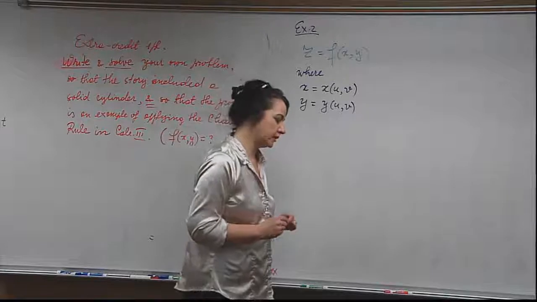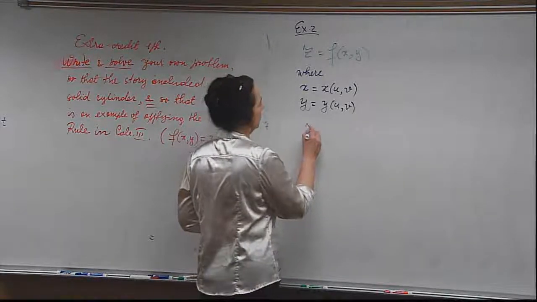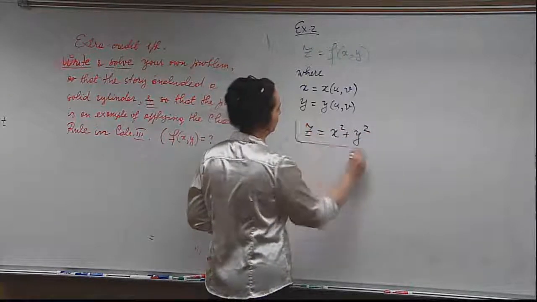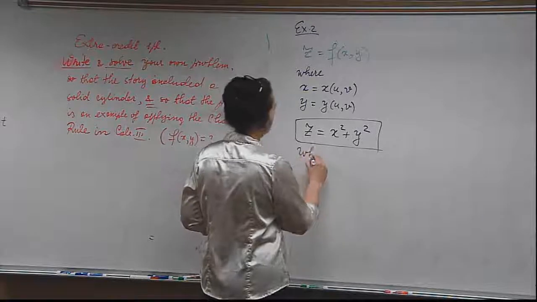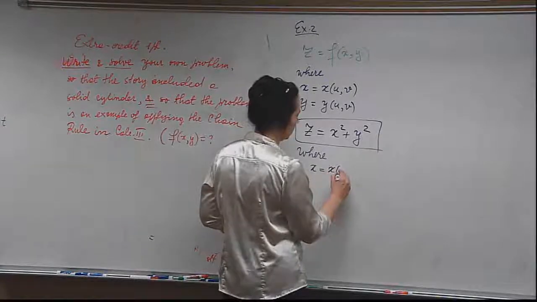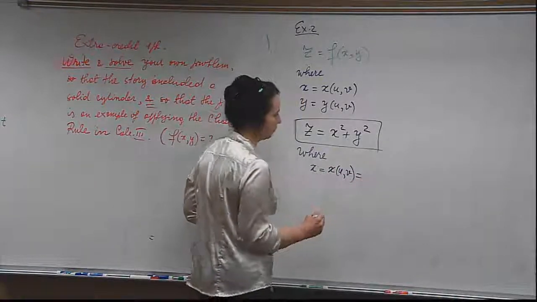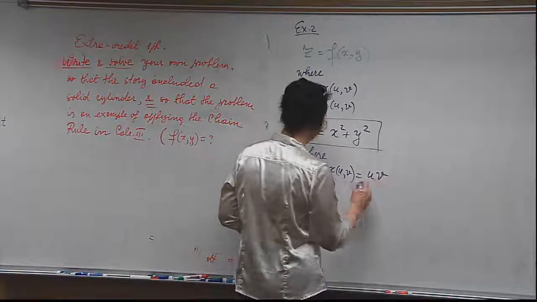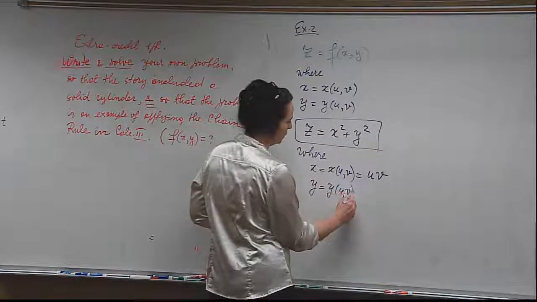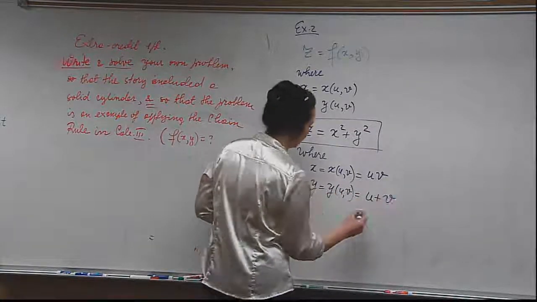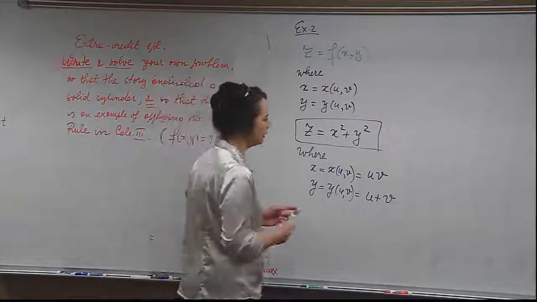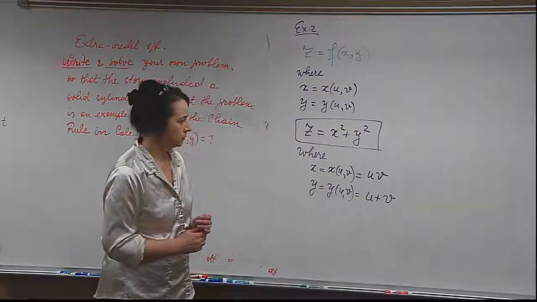And I will come up with some example that you know from before, where x equals x of u, v equals uv, and y equals y of u, v equals u plus v. So these functions are the sum and the product of other variables.